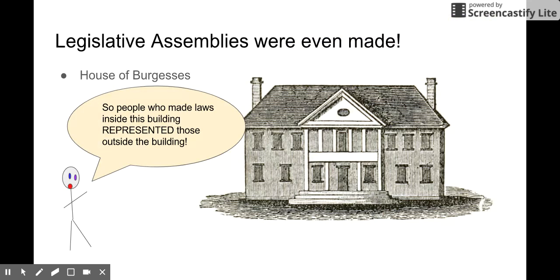You even see it in the House of Burgesses, which was in Virginia, where even though it was a much different system than today, because all the people there were mostly plantation owners, they were selected to represent the rest of the people as they made laws. That's what legislative assemblies do, right? So that's an important first in America.